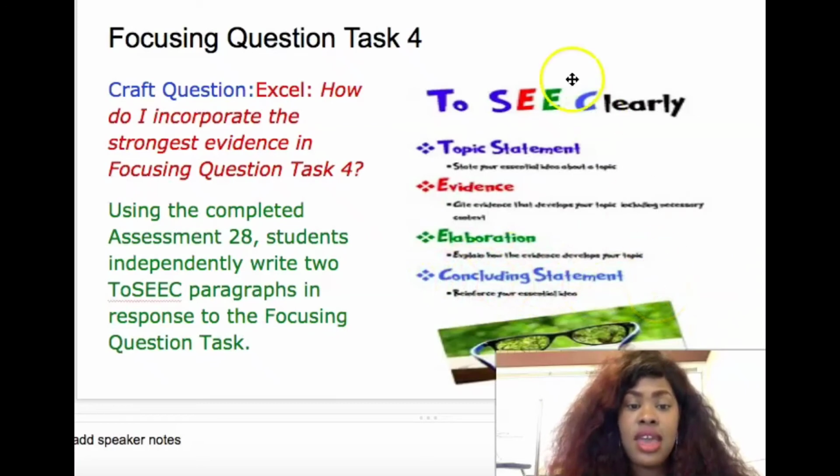After you guys have completed your focusing question task 4, I want you to answer the craft question, and we are in our Excel stage. How do I incorporate the strongest evidence in focusing question task 4? So using the completed assessment 28, you should write 2 TOSEC paragraphs in response to the focusing question task.